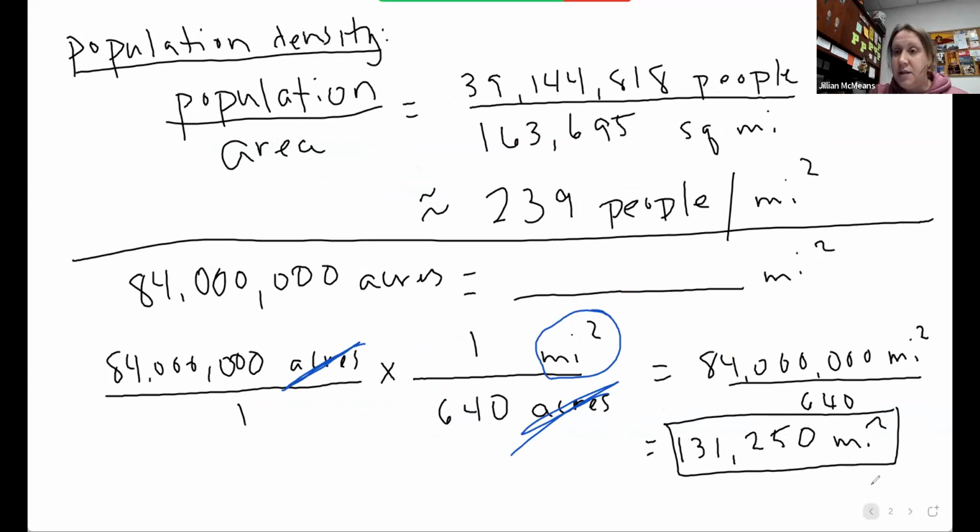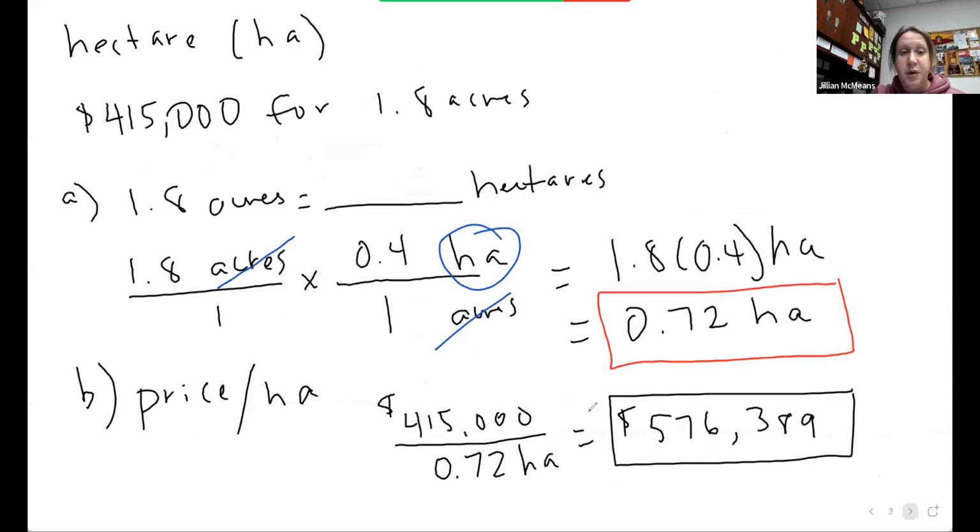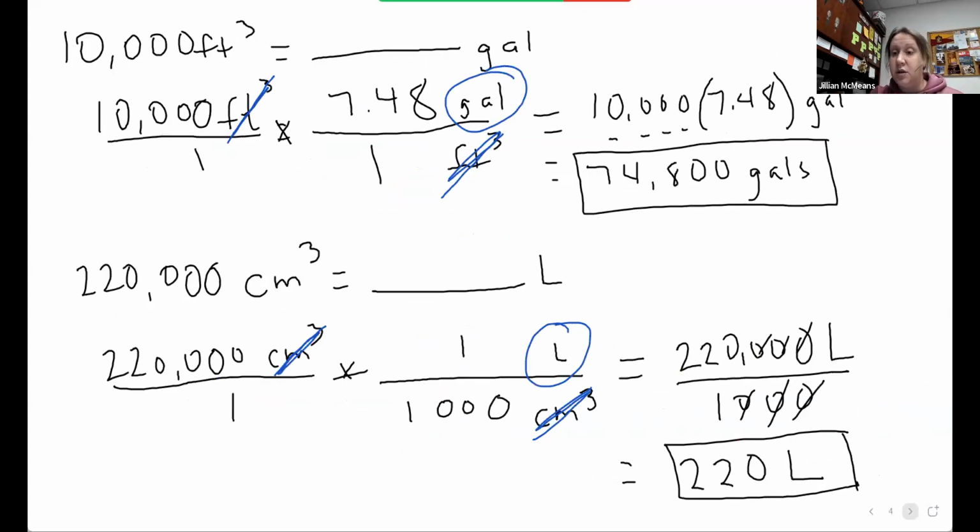Remember population density, assuming the population of an area is evenly distributed, you take the population, divide it by the area of that region, and you can get your population density. We also looked at price per. So remember we had 1.8 acres, we converted it to hectares. We had a price, we wanted to know the price per hectare. So you just take price and divide it by area, and there you have it. Otherwise, everything else we did was basic dimensional analysis, okay? So make sure you understand how to convert from one unit to another using dimensional analysis, okay?